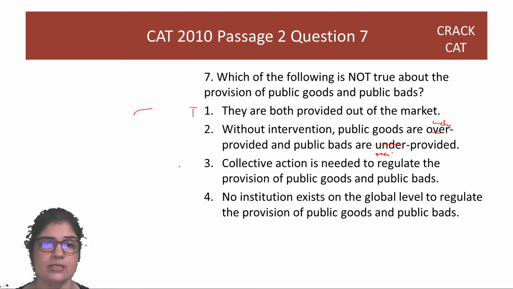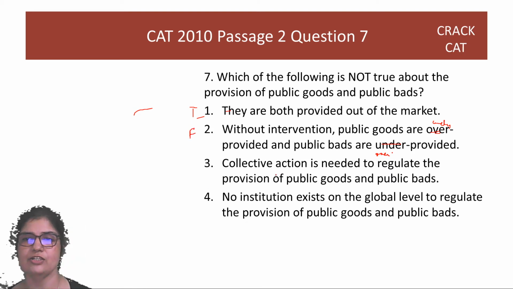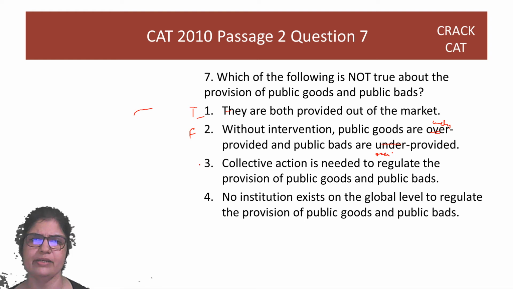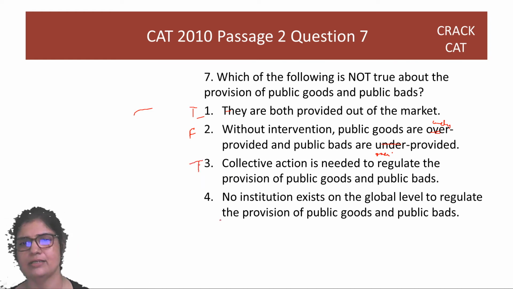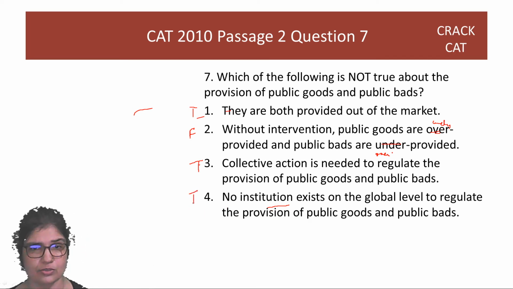Let's check the other options, guys, as I tell you, right? English में it's about eliminating. Collective action is needed? Yes, of course. वो तो अभी we read, right? This collective action is needed. No institution exists. This is also there. Nationally there are institutions, but internationally there is no such institution. So your answer is option 2.